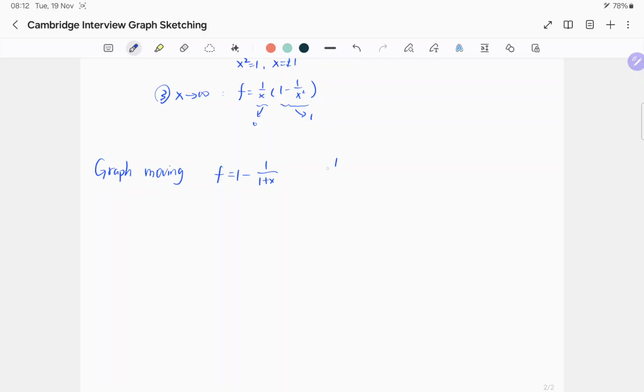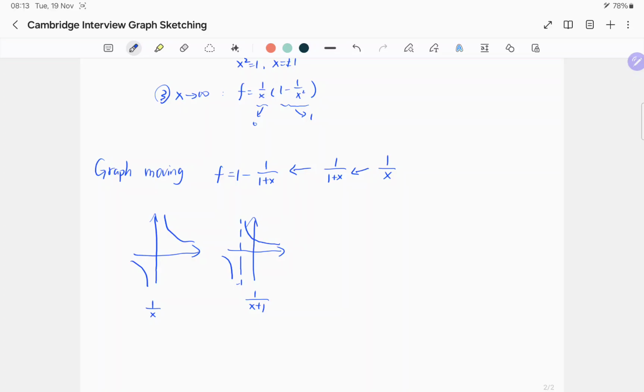You can first graph 1 divided by x, and then you move to this, and then you move to this. First, we know how to graph 1 divided by x. It looks like this. Then how do we graph 1 divided by x plus 1? Well, this is moving the graph to the left by 1. So it looks like this.